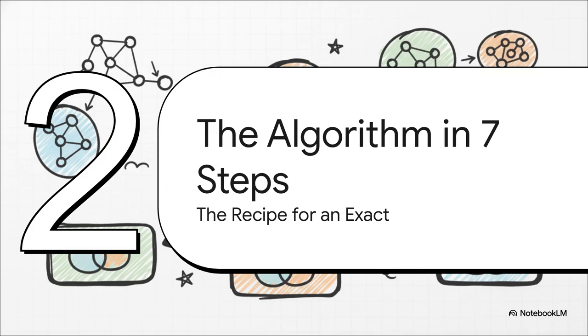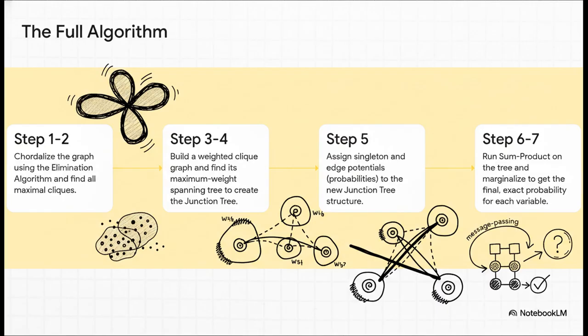Okay, so we know what we want to build and why it's so important. Now, for the really fun part, how do we actually do it? Let's walk through the recipe for cooking up this perfect tree. So the whole process really happens in 3 main phases. First, you have to prep the original graph. That means adding a few clever new links to break up the worst loops, and then identifying all those key evidence clusters, or cliques.